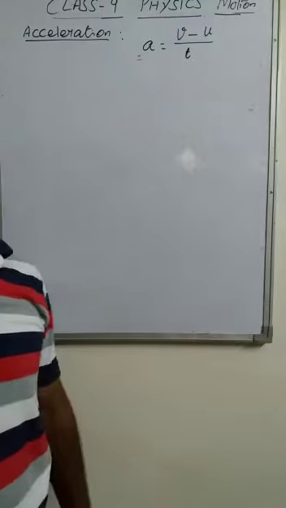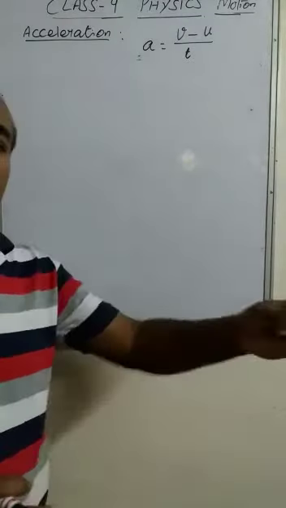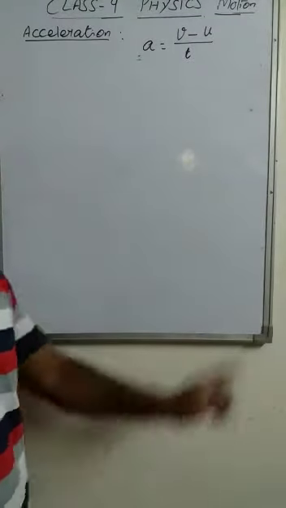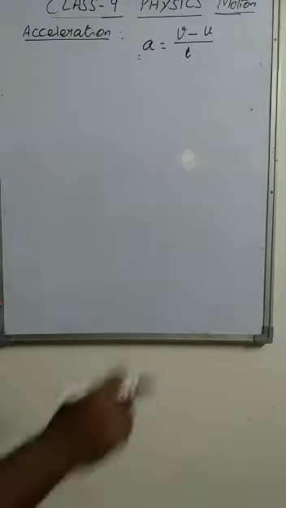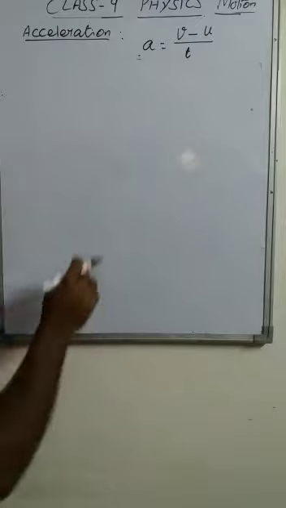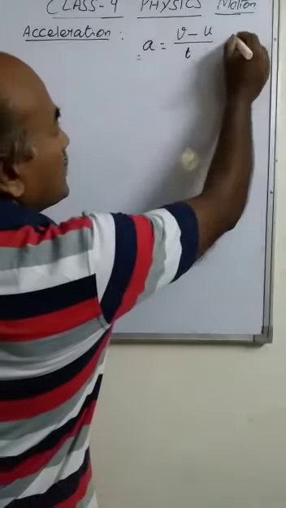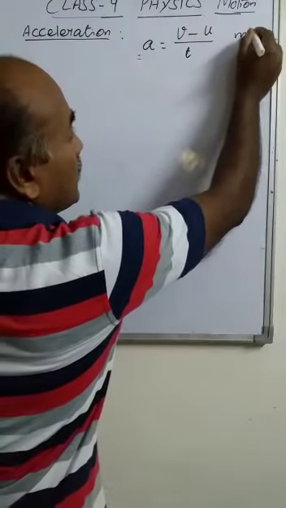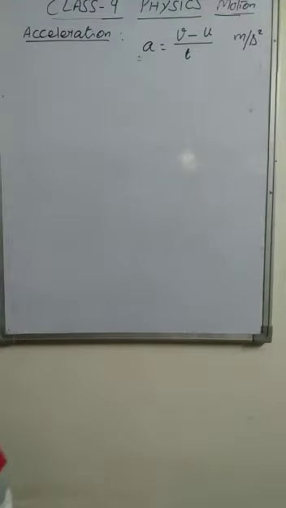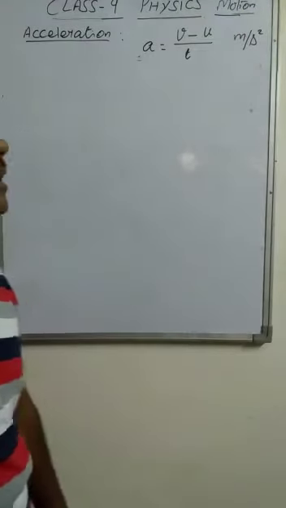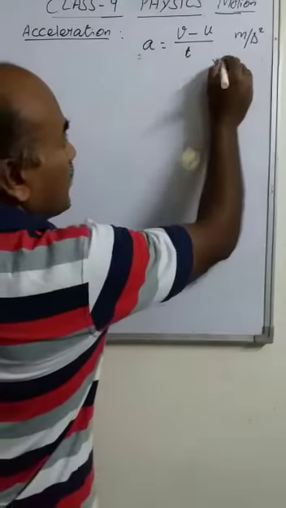The v minus u represents the change in velocity, how much velocity has changed in the given interval of time. Its SI unit is meter per second square. That is the SI unit of acceleration. It is a vector quantity.